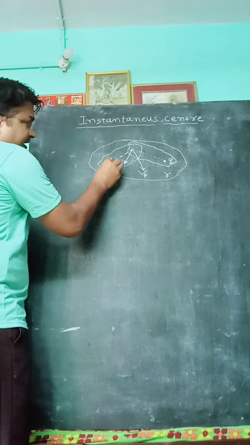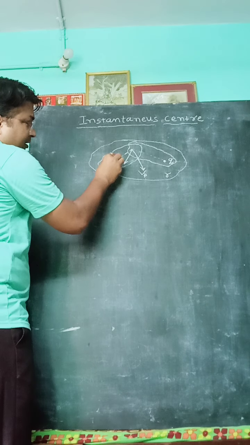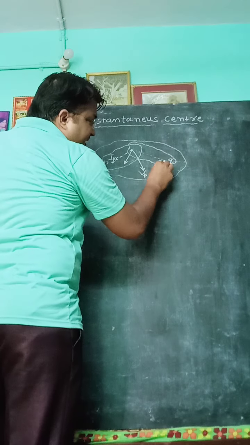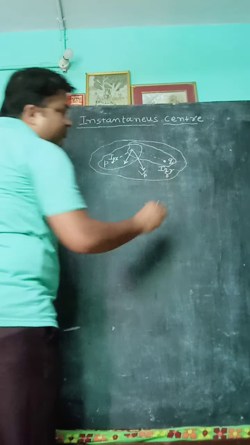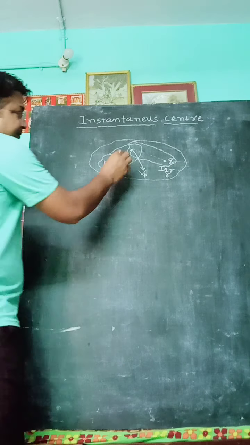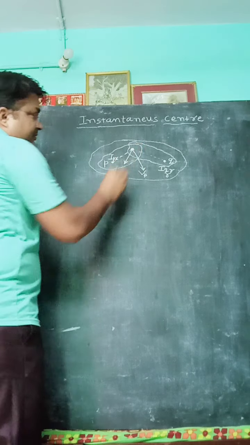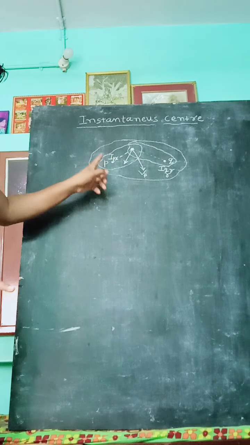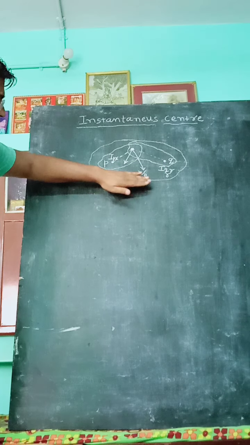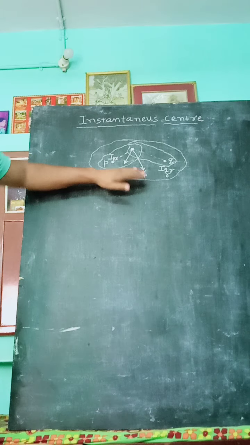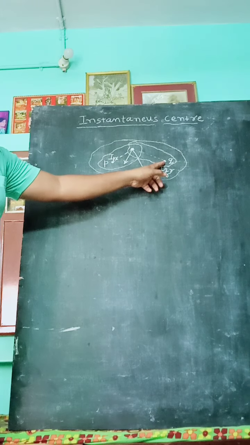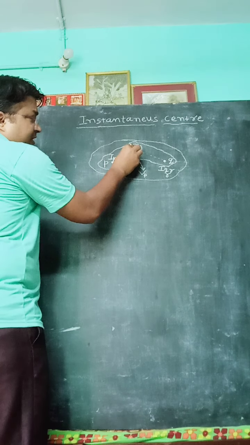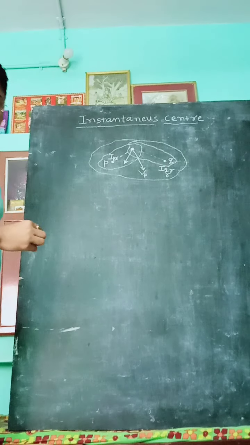So this is the instantaneous center P with respect to R, instantaneous center Q with respect to R, and this is, let me consider the relative motion of body P and body Q, just forgetting about body R. P and Q, motion of P and Q. So with respect to this center, the relative motion occurs.